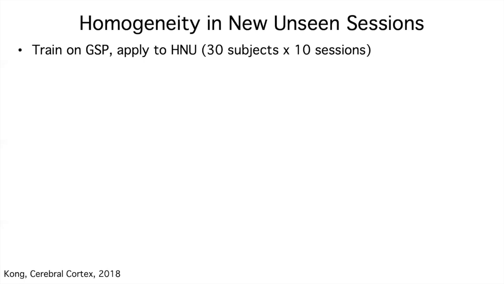So Ruby trained her model on multi-session data from the Genomic Superstruct project, which is, of course, data contributed by many investigators in the Boston area, including many folks from the Martinos Center. She applied the model to the HNU dataset. The HNU dataset contains 10 sessions for each subject.